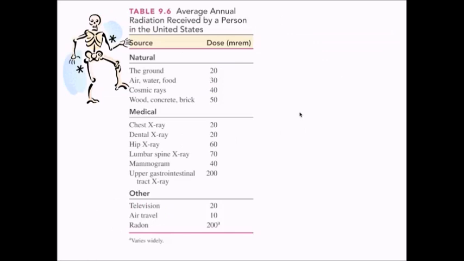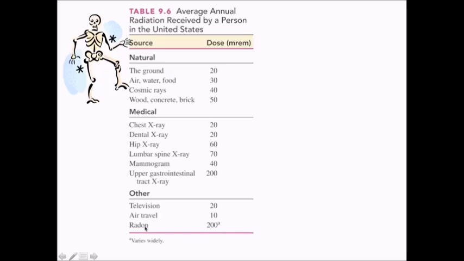We're going to take a look at a couple of charts now. The first chart is about the annual average radiation received by a person in the United States, and the dosage is in millirems. So for natural radiation, we have the ground, air, water, food, cosmic rays from the sun, wood, concrete, and brick. All of these we're exposed to every day. So we're kind of used to living around small amounts of radiation. Now medically speaking, we can have x-rays. We have the chest x-ray with 20, dental x-ray with 20, hip x-ray, lumbar spine x-ray, mammograms, GI series. There's a lot for that. And then even watching TV or traveling in a plane, you're exposed to radiation.